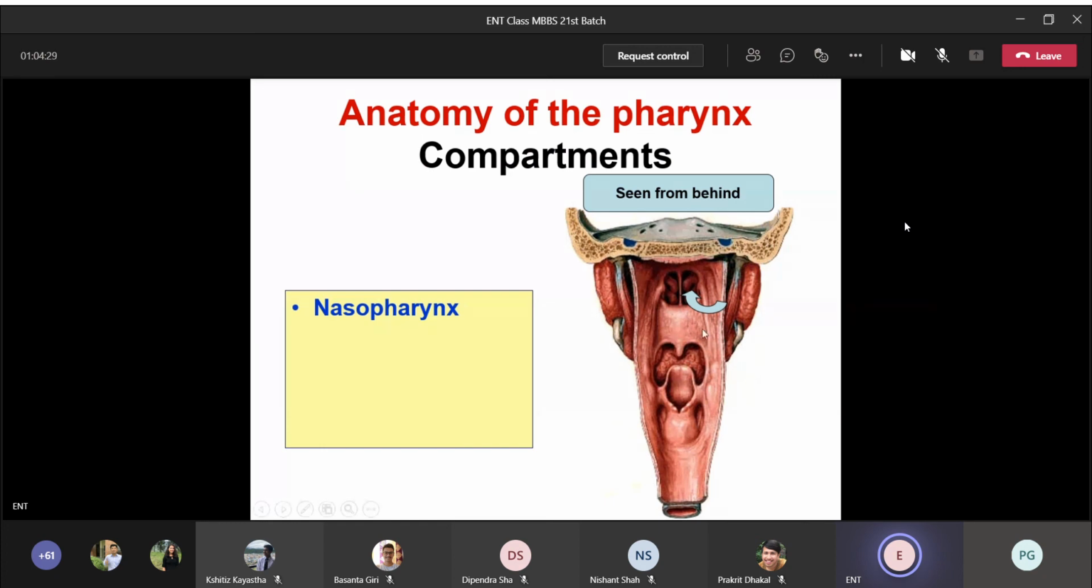And on this lateral side, there is a space, the parapharyngeal space, and posterior to this area is the retropharyngeal space. These are important structures because there is a chance of forming abscesses in the retropharyngeal space and parapharyngeal space.